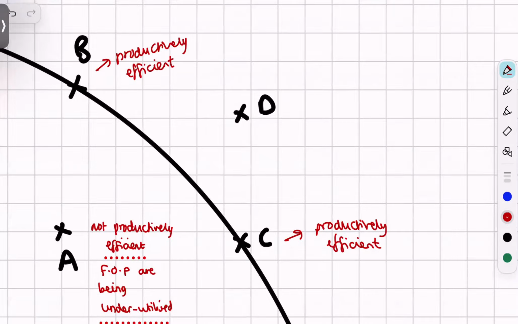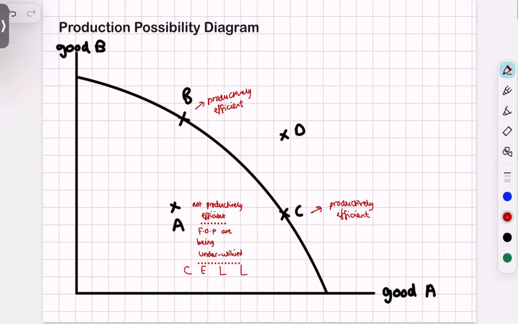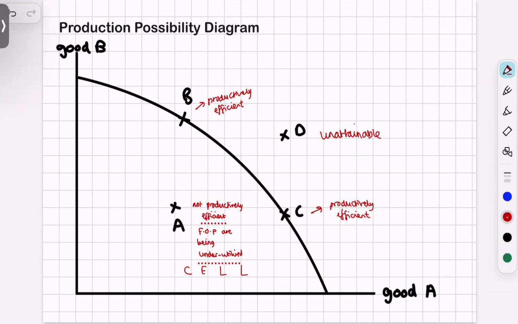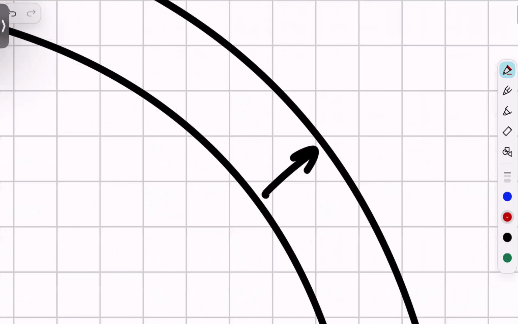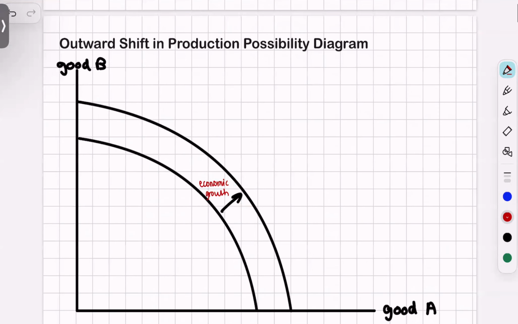What about point D? D is where the PPF will be in the future, but they don't have the factors of production to be working at point D at the moment. Good. So it's currently unattainable. And like you said, we could eventually be able to produce at point D if the economy grows. When the economy grows, the PPF shifts outwards.